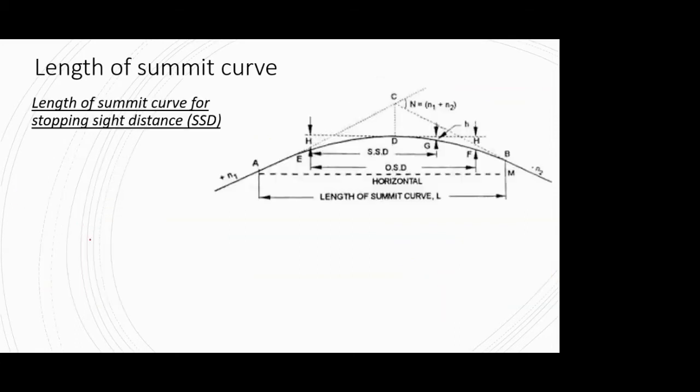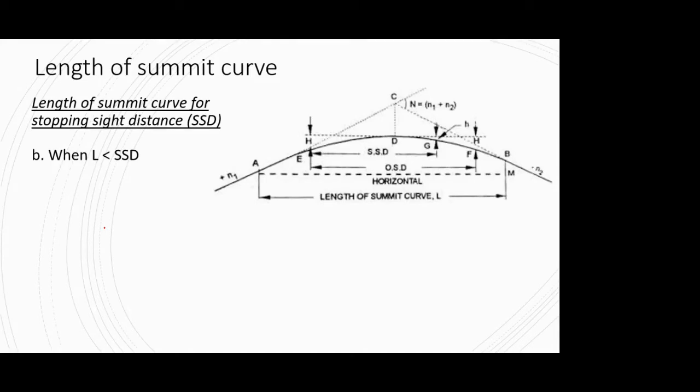And then again, for the stopping sight distance, the first case we considered was that the length of the summit curve is greater than SSD. Now we are considering that the length of the summit curve is less than SSD. Why are we finding the values of L in such cases? Because when we start designing, we don't know what the length is. We only know the SSD value, because we calculated that during our sight distance calculations. So these two will be our assumptions.